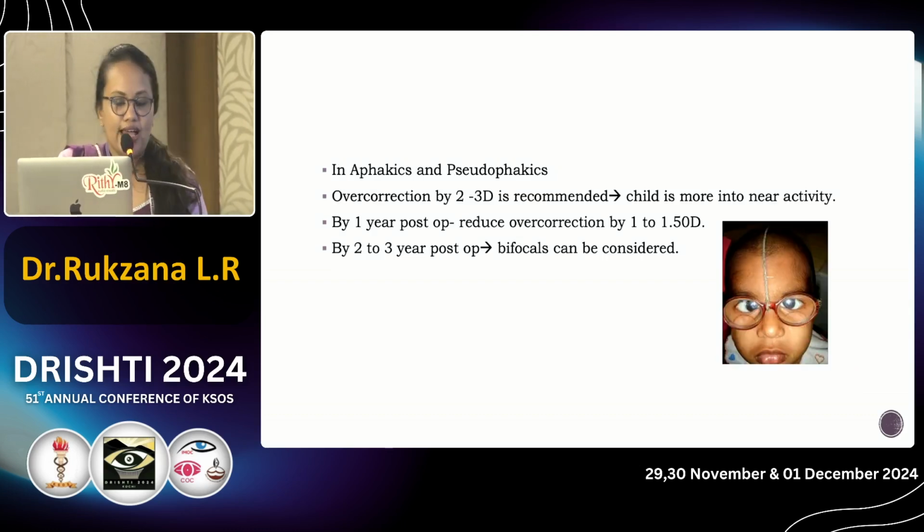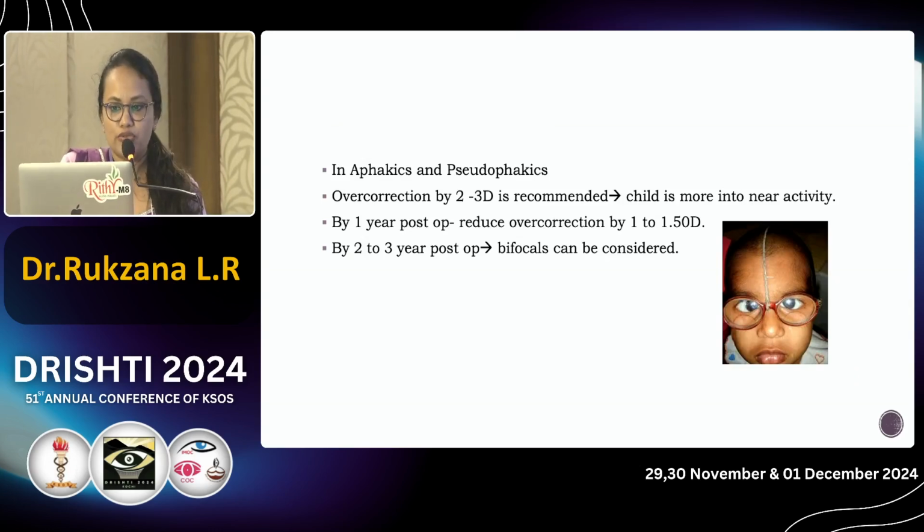In aphakics and pseudophakics, overcorrection by 2 to 3 diopters is recommended as a child is more into near activity. By 1 year post-op, you have to reduce the overcorrection by 1 to 1.5 diopters, and by 2 to 3 years post-op, bifocals can be considered.